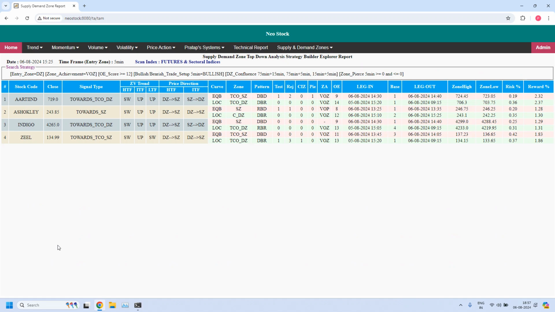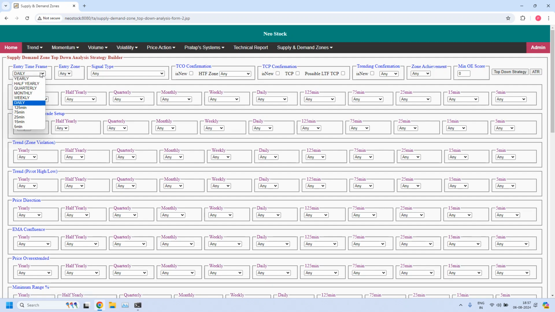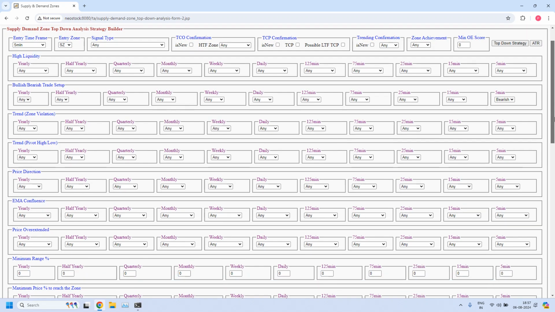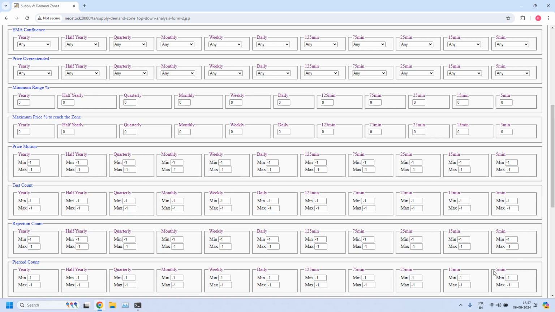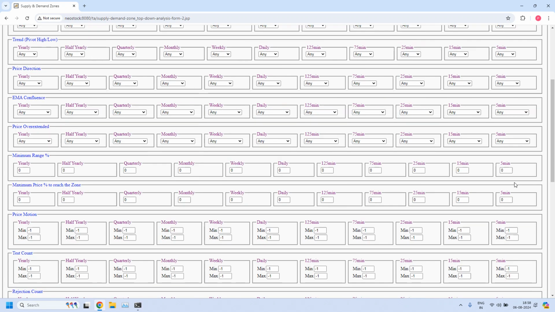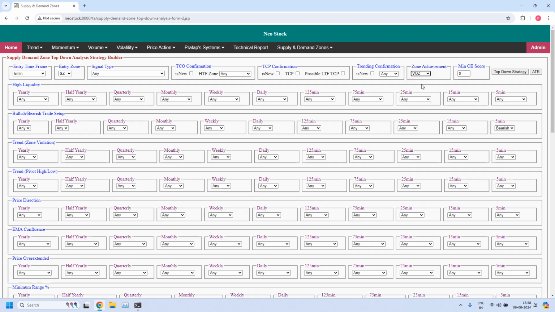Okay, next let us look for bearish trade setup for hourly income trade. For hourly income trade, entry time frame is 5 minutes, bearish trade setup entry zone is supply zone, and also in bullish or bearish trade setup in 5 minutes I am selecting the value bearish, and the 5 minutes supply zone should not be pierced. So in pierced count, in 5 minutes time frame I am setting minimum value 0, maximum value 0. Zone achievement is VOZ, violated opposing zone, minimum odd enhancer score 12. Now all the 3 filters are applied to 5 minutes supply zone.